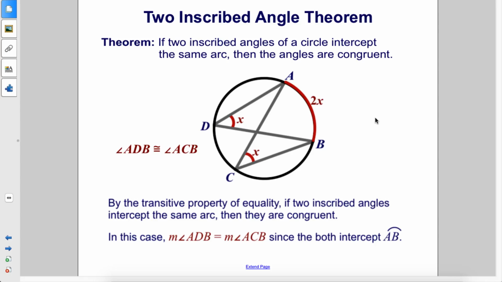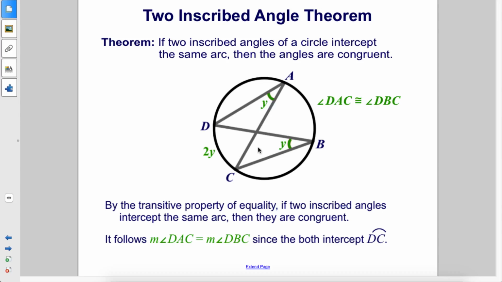Two inscribed angle theorem. If two inscribed angles of a circle intercept the same arc, then the angles are congruent. By the transitive property of equality, if two inscribed angles intercept the same arc, they are congruent. In this case, the measure of angle ADB equals the measure of angle ACB, since both intercept arc AB.